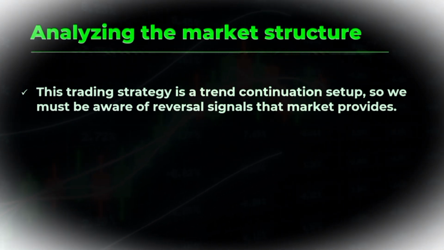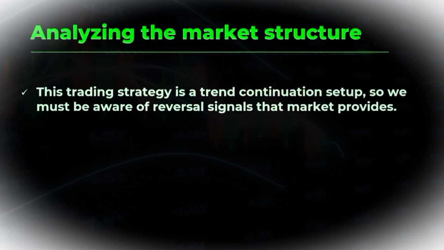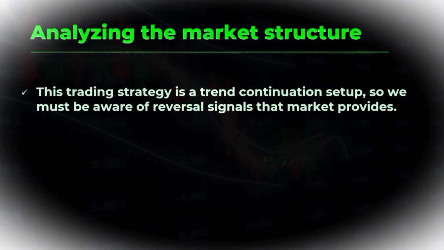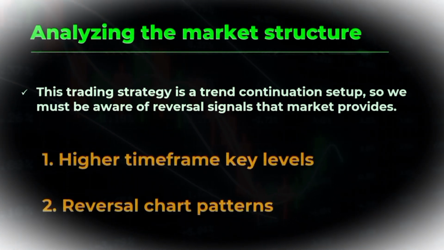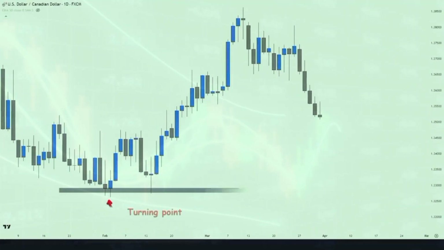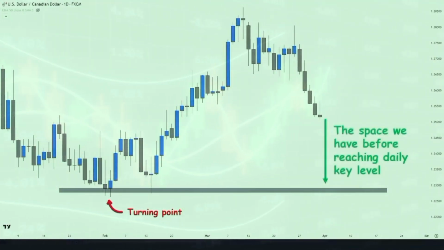There are 2 types of market factors that we have to keep in mind. Higher time frame key levels and reversal chart patterns. Before placing any trade, we should check how much room we have before reaching the higher time frame key level, because a small reaction to these levels can be a major trend change in the lower time frames.